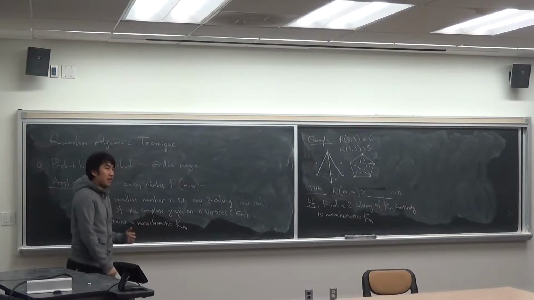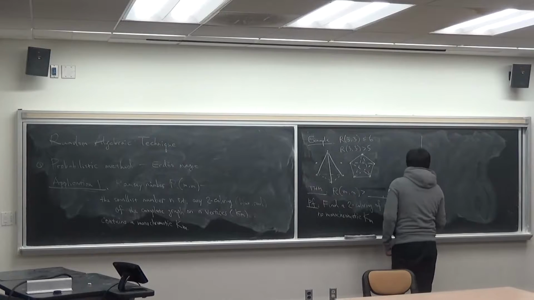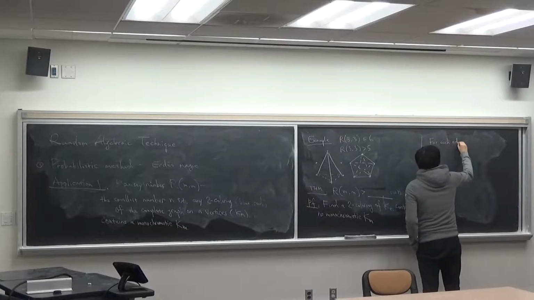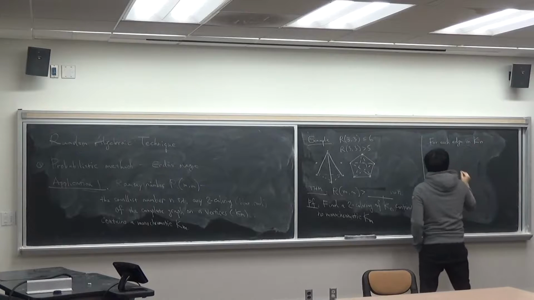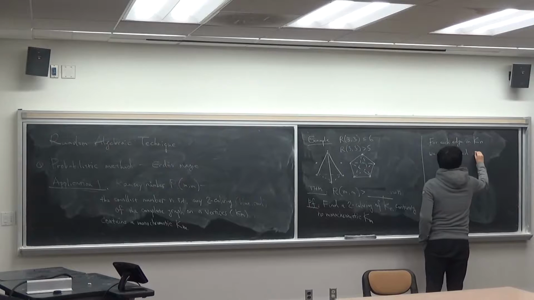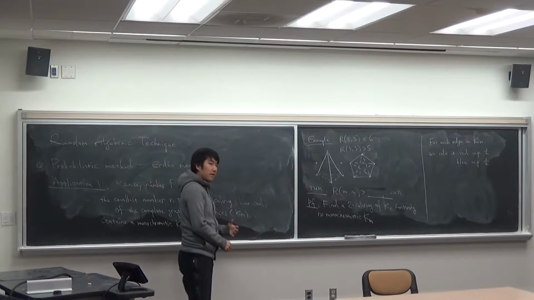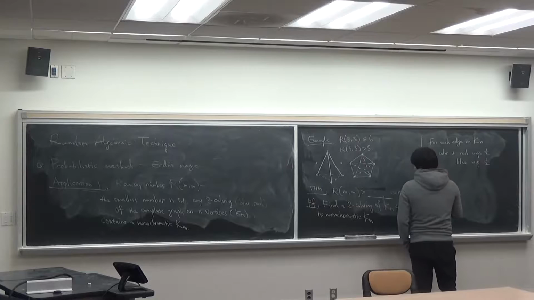Instead of explicitly demonstrating such a construction, you just say, I will color the edges randomly. This is what we're going to do. For each edge in Km, the color is red with probability F, and blue with probability F. And you color all the edges independently. Now we want to estimate the number of monochromatic Km in the coloring.